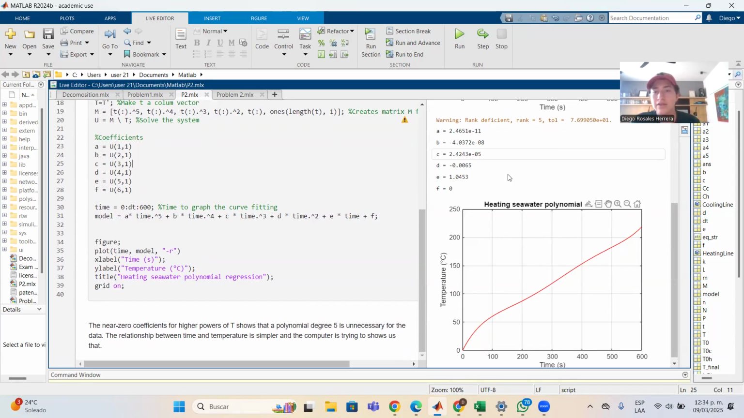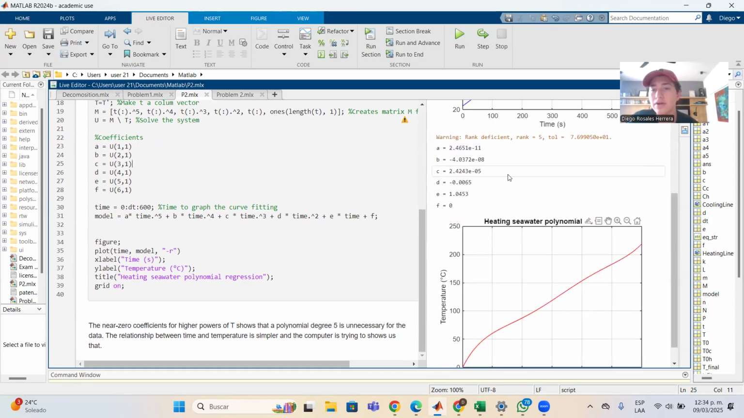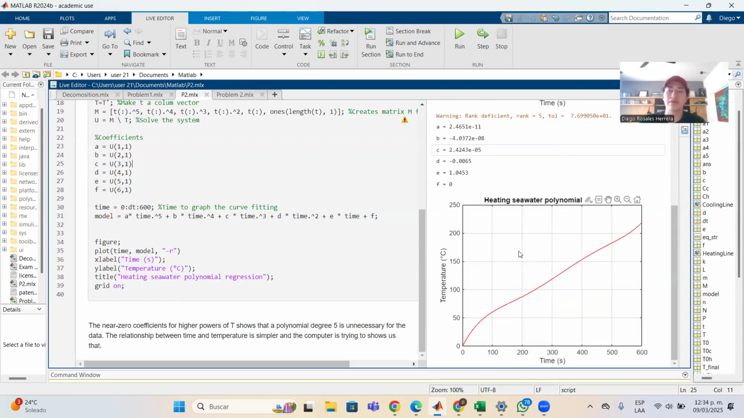And as you can see here in the results, most of the coefficients are zero or very close to zero. So this means that the degree 5 polynomial is unnecessary for this, and that the computer is trying to tell us that the relationship between temperature and time must be of a lower degree. That's what it's telling us.